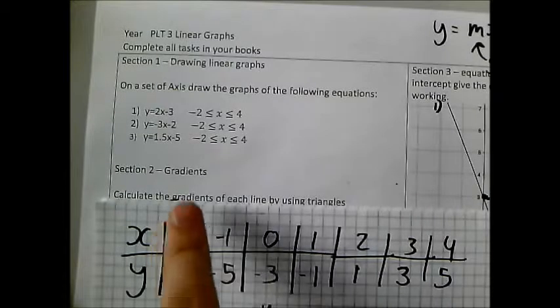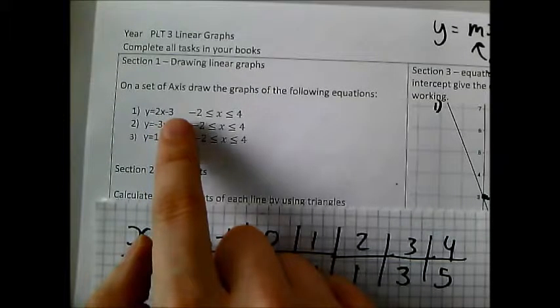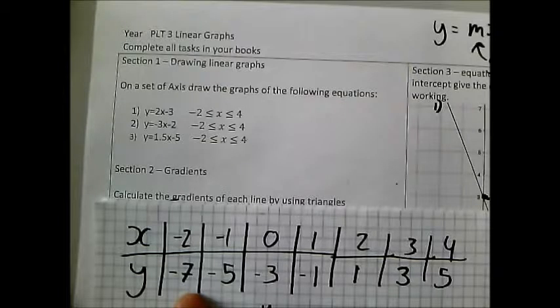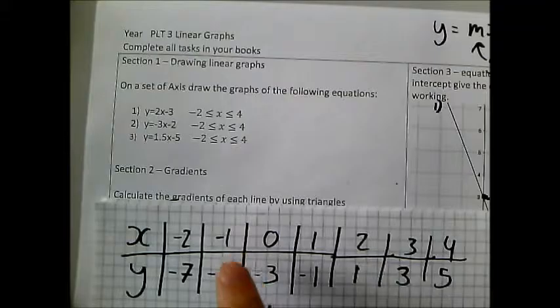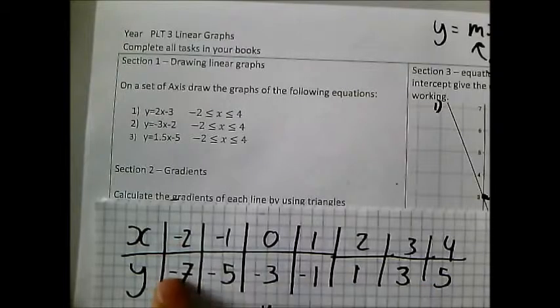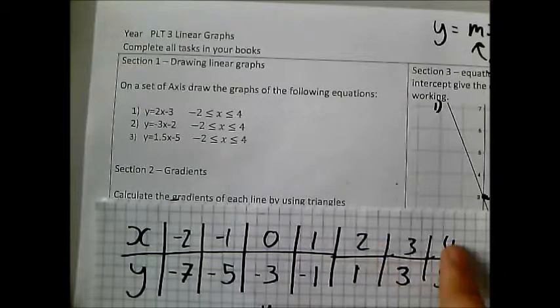To get my y values, I substitute these into the formula. So -2 times 2 is -4, subtract 3, -7. -1 times 2 is -2, subtract 3, -5. And you keep on going until you get your results. And this gives you coordinates.